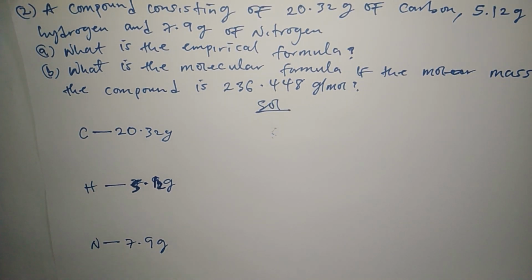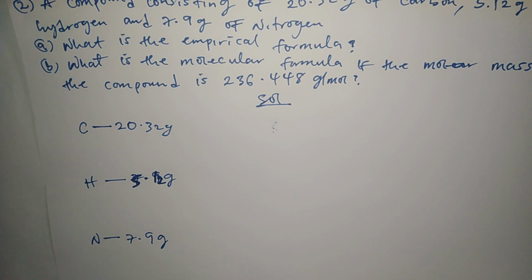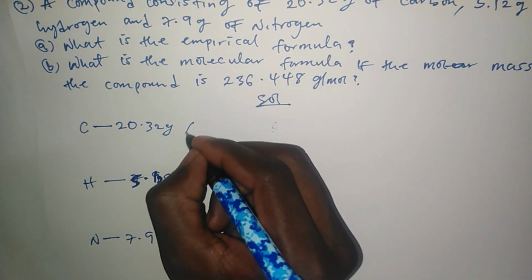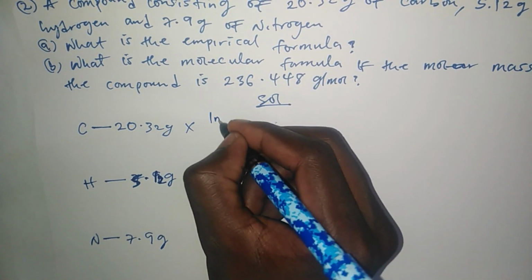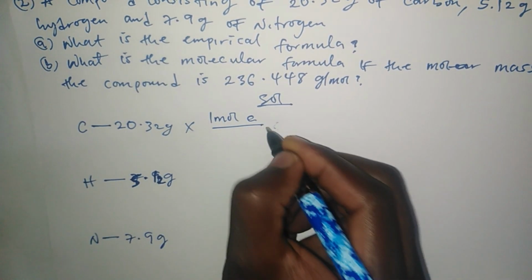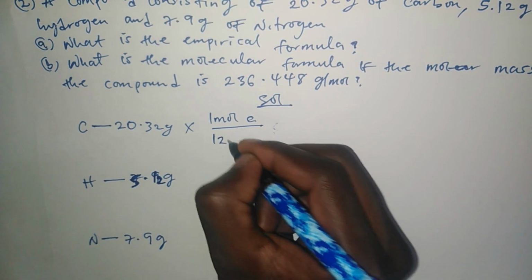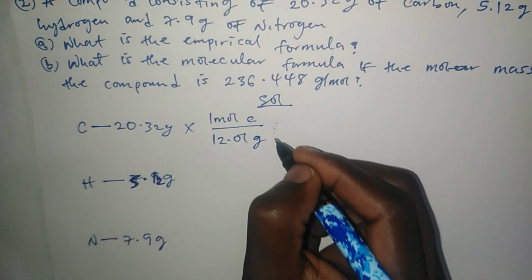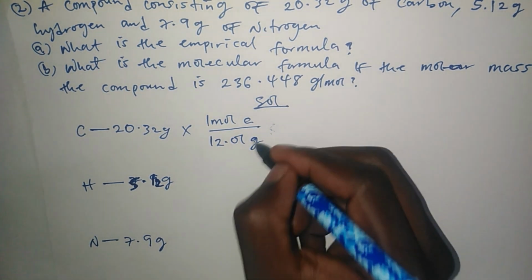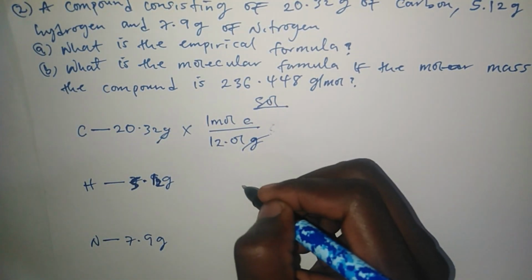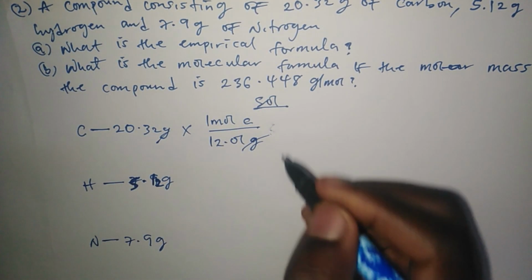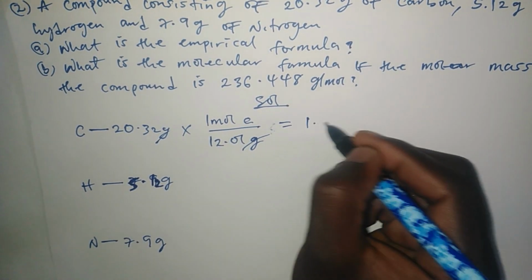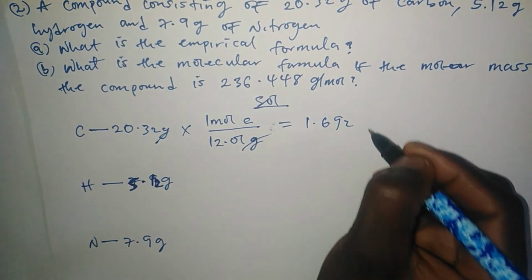Now, next, what we'll do is this. We are going to find the moles of carbon, hydrogen, and nitrogen. Now, to find the moles, we'll use the molar mass like we did earlier. So we say for every 1 mole of carbon, we have 12.01 grams of carbon, right? Now we know that grams will cancel grams. 12.01 divided by 20.32, what we'll get is equals to 1.692, right?